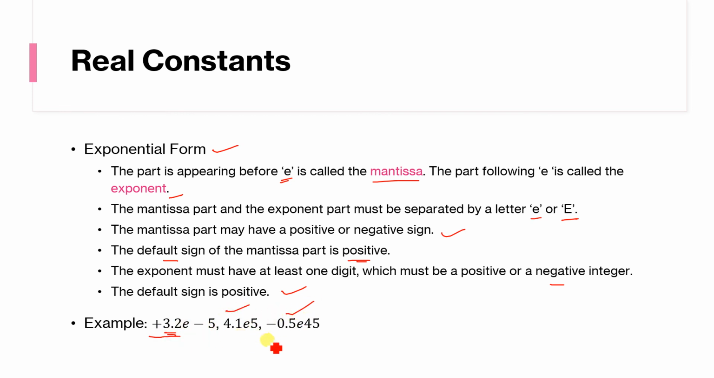I have given some examples here. From these examples you can understand what the number represents. But if you are still not able to understand what the form is representing, I recommend you go to the previous video and watch the scientific notation representation. These real constants are also supported by the C programming language.